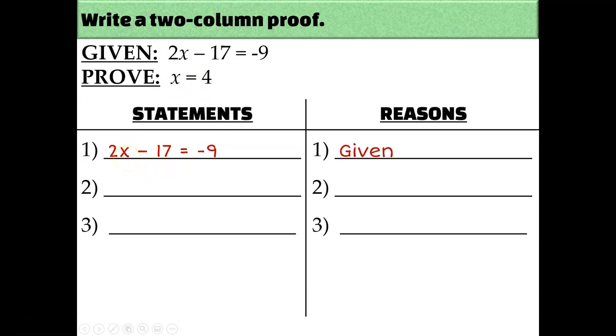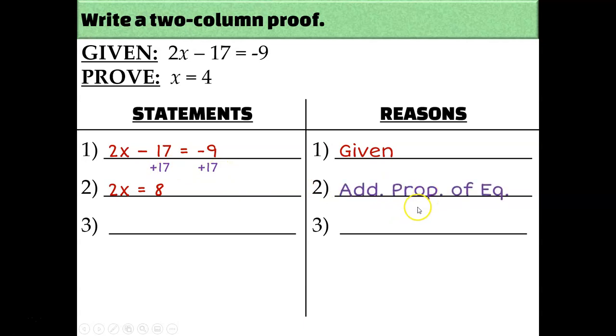Well, let's just solve the equation and see if we end up with that prove statement. The first thing that you're going to want to do is either add or subtract, and then you'll finish up with multiplication or division. So for this example, since I'm subtracting 17, I need to add 17 to both sides to get those 17s to cancel out. So I still have 2x, and then negative 9 plus 17 gives me positive 8. So what's my reason? Why was I able to add 17 to both sides?